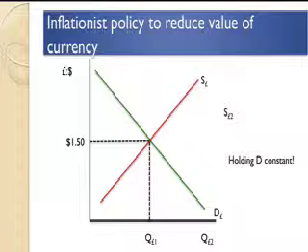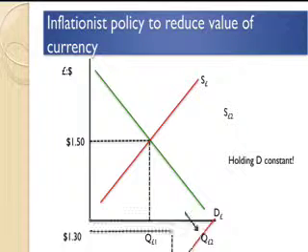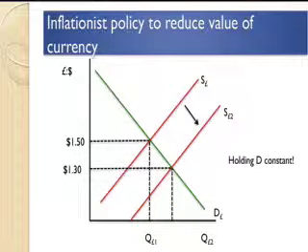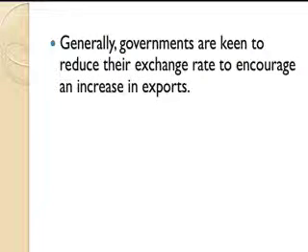Take the pound dollar as 150. Now, holding demand constant, let's increase the supply of pounds to the forex markets, and the pound will go down from 150 to 130. Now, this is going to obviously reduce the value of the pound against the foreign exchange market, make British exports cheaper relative to those abroad. And this is often why governments are keen to do this.